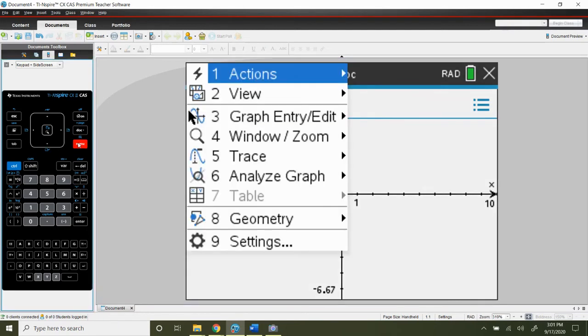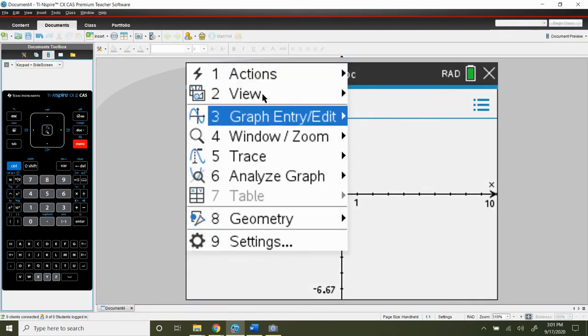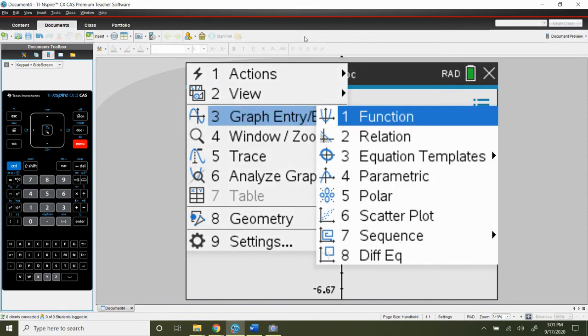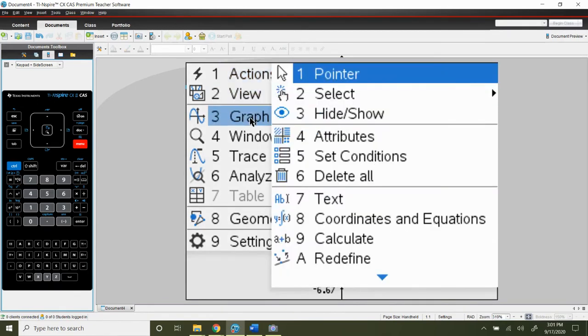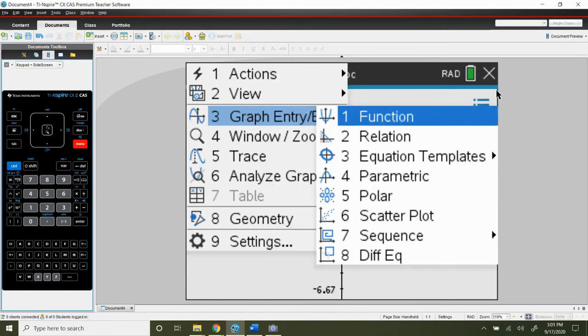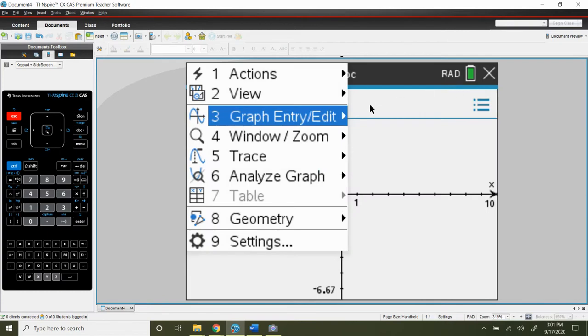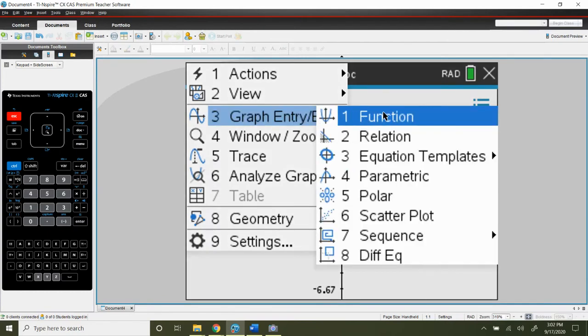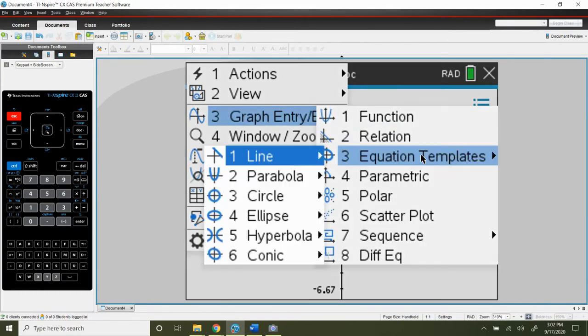But you can go to menu and then actions. It's actually our graph entry mode. So if you look at number 3, it's the graph. Oh, that went away. Let's see. 3. If we hit escape, we can get rid of that one. Graph entry edit mode. And we want our equation templates, okay? And then there's equation templates for a line, a parabola, a circle. We just want a line.